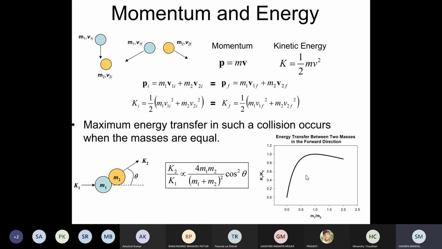So K initial equals K final, and P initial equals P final, if we consider that the energy transfer is 100%. Because in the 100% energy transfer case, it will be like this.